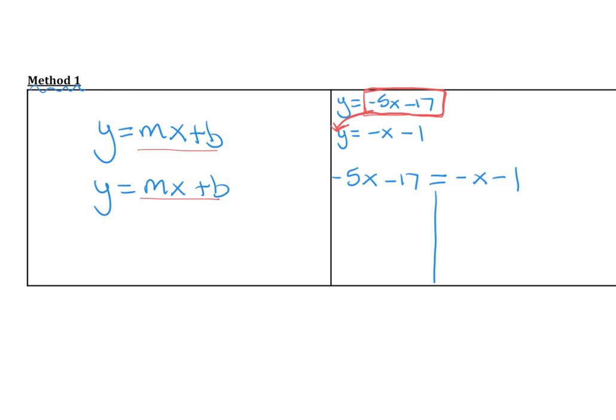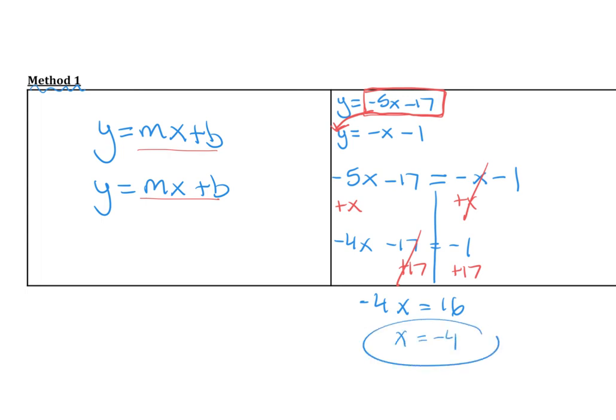So let's add x on both sides. So negative 4x minus 17 equals negative 1. Add 17. So negative 4x equals 16. Oh, that's supposed to be negative 4. Divide by negative 4. So x equals negative 4.